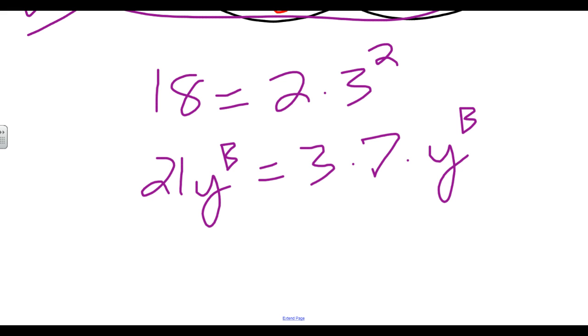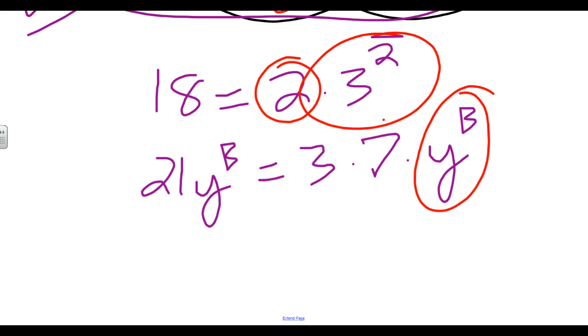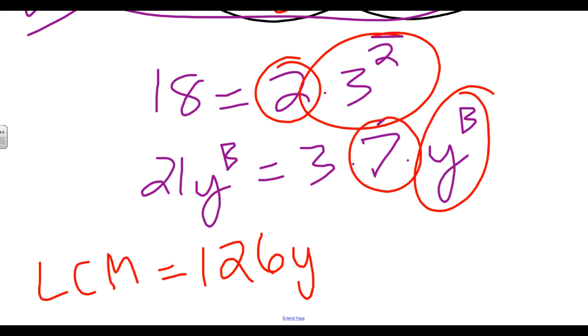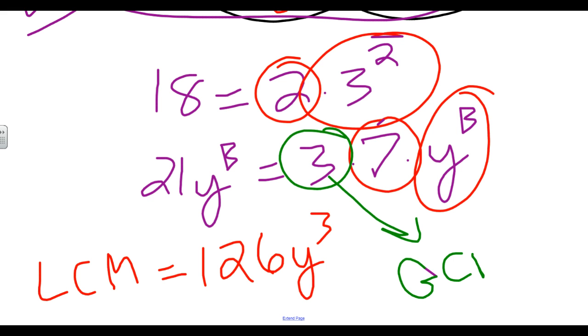Let's start with the LCM. The LCM is all of the greatest exponents for everything. There's a 2, a 3 squared, a y cubed, and a 7. All of that together, again, as we saw before, is 126y cubed. And then our GCF is just the lowest of each exponent. And because the 3 is the only thing that's shared, every other prime can get thrown away, and so can the y for the GCF. The only thing that they share is 1 copy of 3.